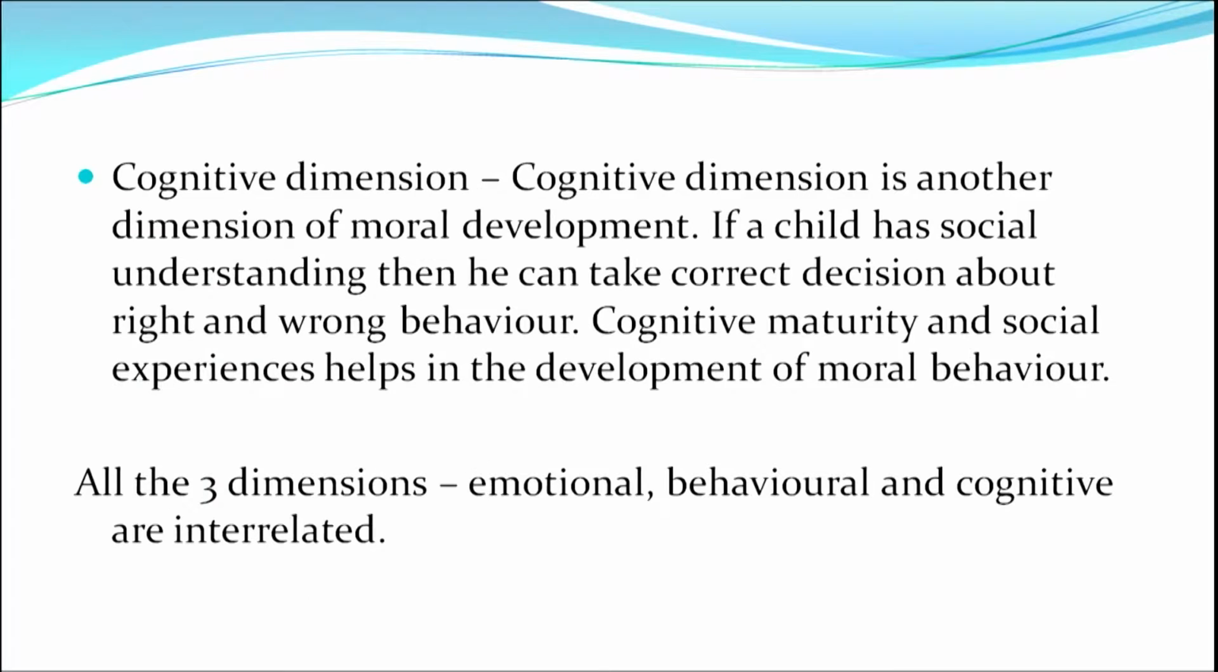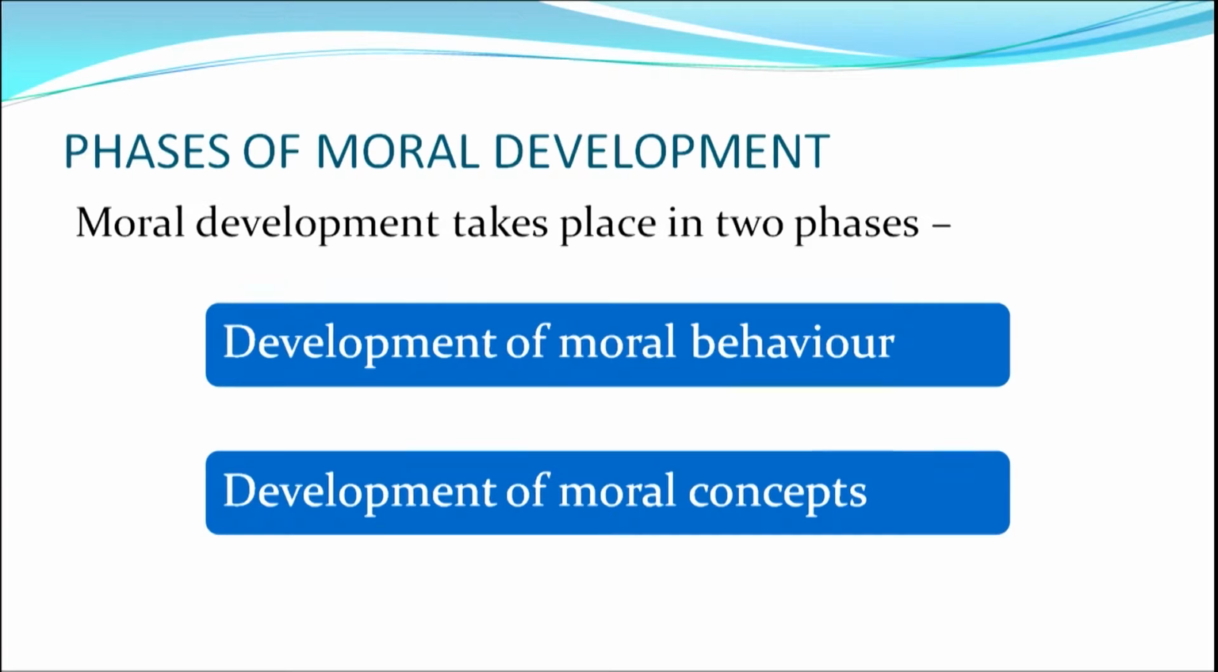The third is the cognitive dimension. If a child has a social understanding, then he can take correct decisions about right and wrong behavior. Cognitive maturity and social experiences help in the development of moral behavior. Thus, all the three dimensions, the emotional, the behavioral and the cognitive, are interrelated.